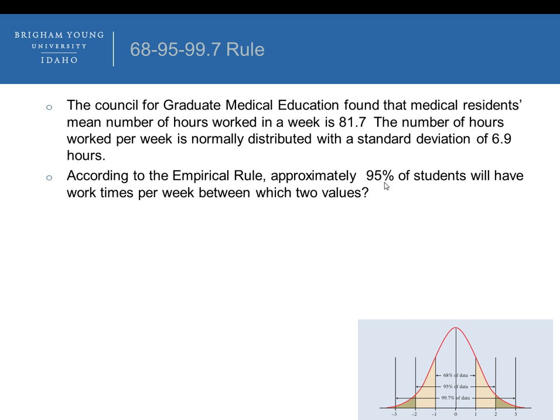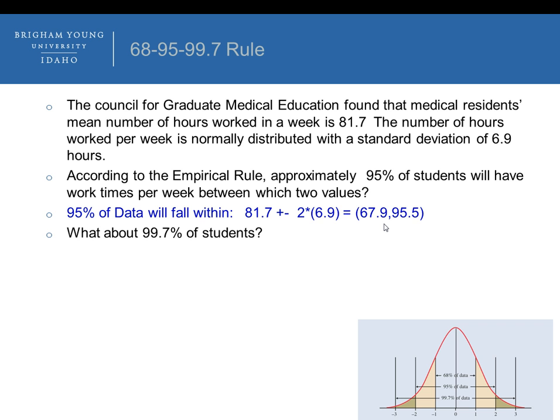So if we add and subtract two standard deviations away from the mean on both sides, we would get the numbers: 95% of the data will fall between 67.9 and 95.5. Okay. Now the next question, you may want to stop the recording if you want to think about it here. What about 99.7% of the students? So think about that. If you need to stop the recording, that's fine.